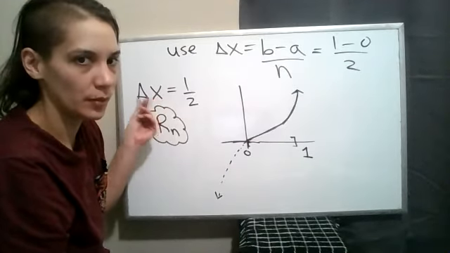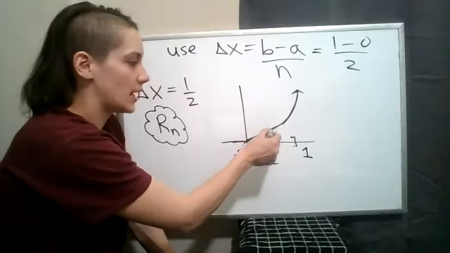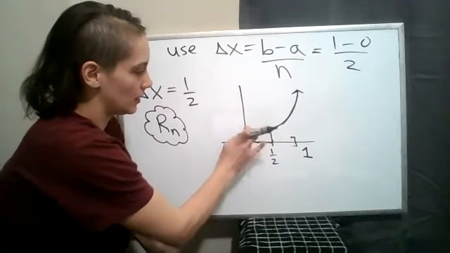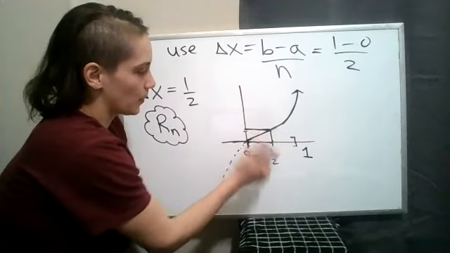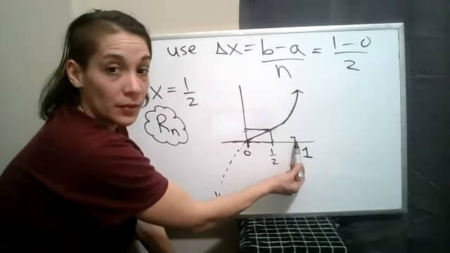So we'll go to 1/2, find f of 1/2, and use that as the height of the function to make a rectangle. In a minute, we will find f of 1. F of 1 is the height of the rectangle. And then we'll add the two rectangles together. This one with this one.